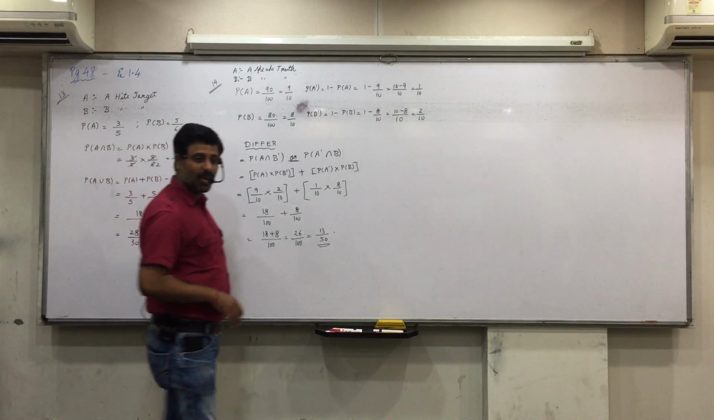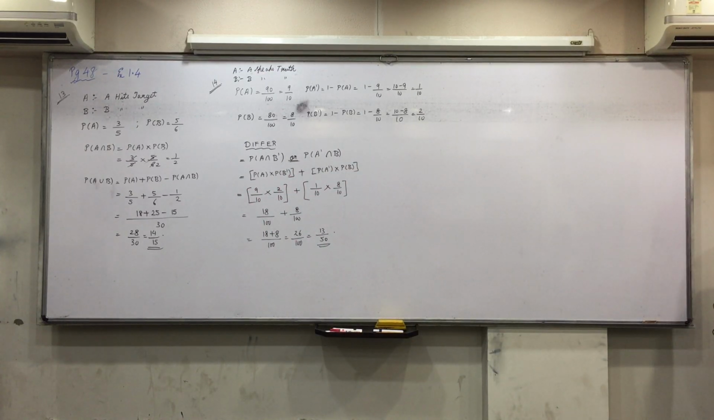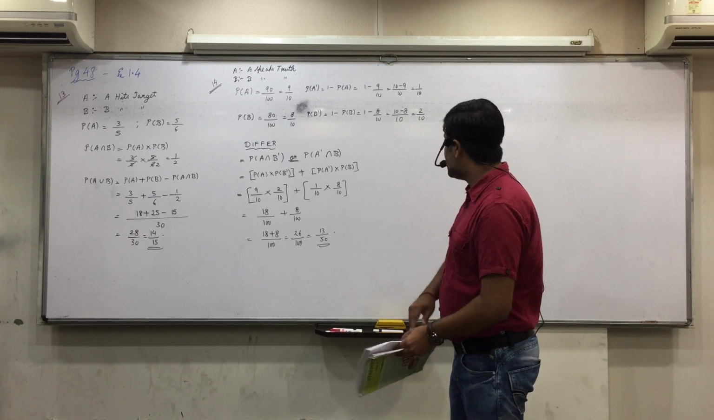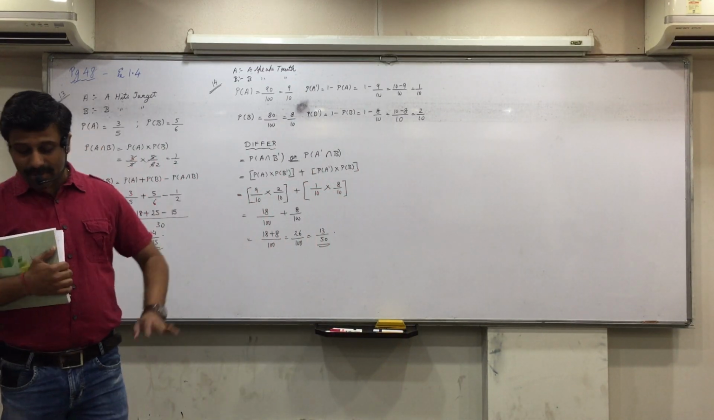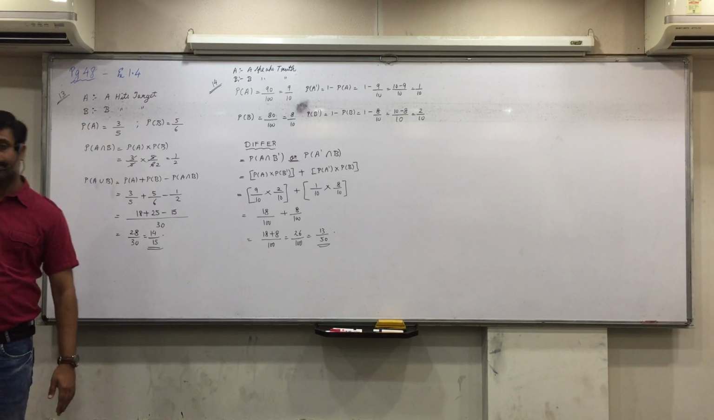Completed this? Yes. All are clear with it? Yes. So look at the question in the exercise. Thus the probability that both A and B differ in stating the same fact is equal to, now show this.